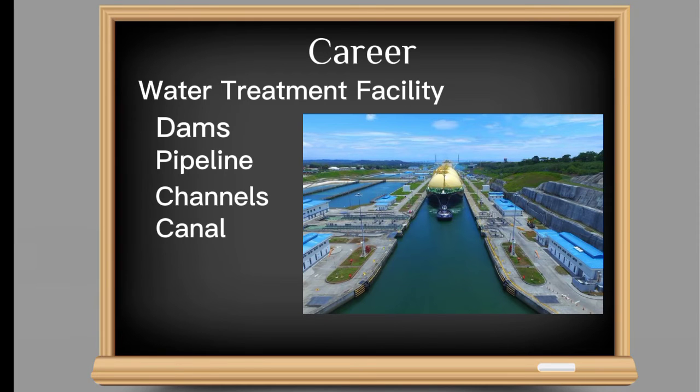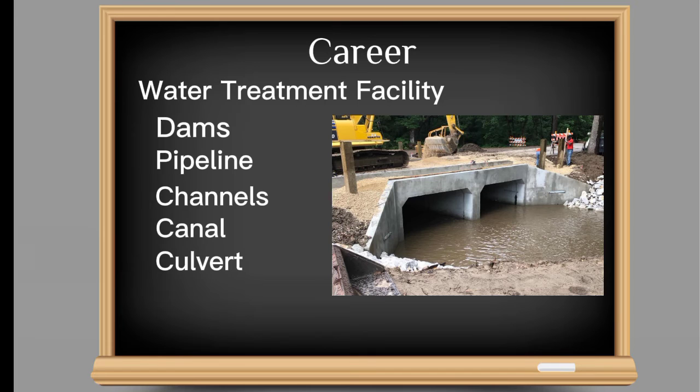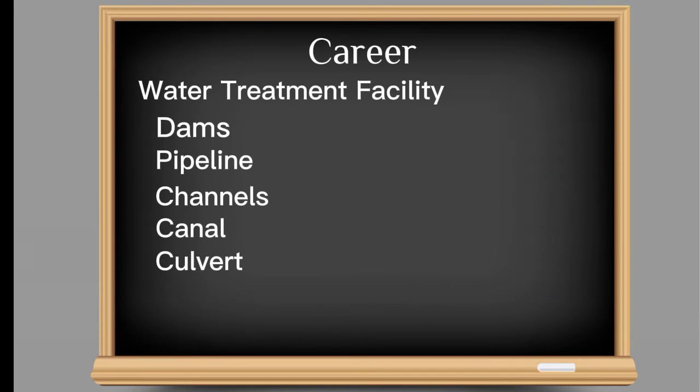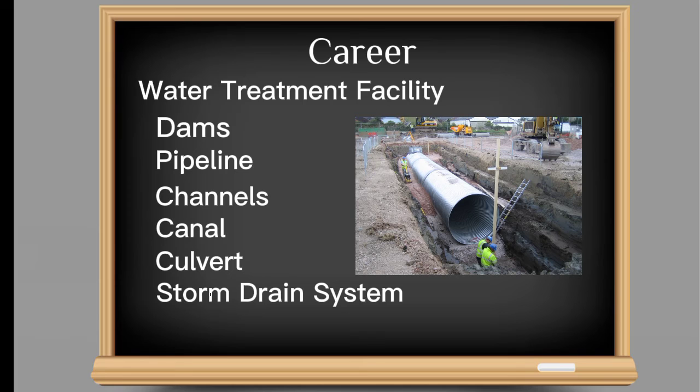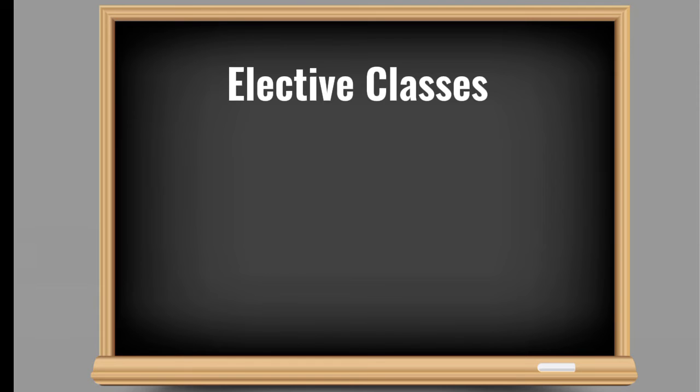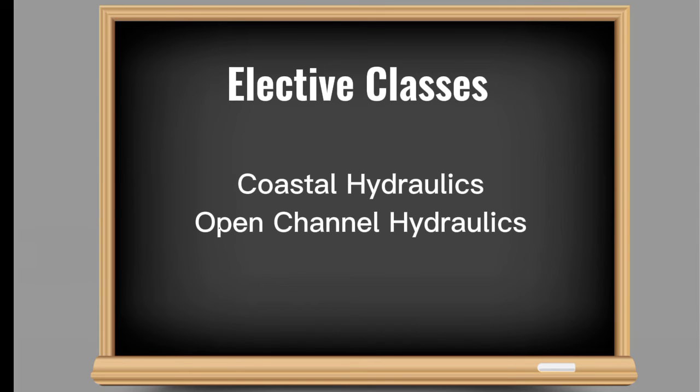You could also design a culvert that will allow water to flow under a road or other obstruction. And also a storm drainage system, where is all the water gonna go and how will you get it to the ocean efficiently. Elective classes include coastal hydraulics, open channel hydraulics, and so on.